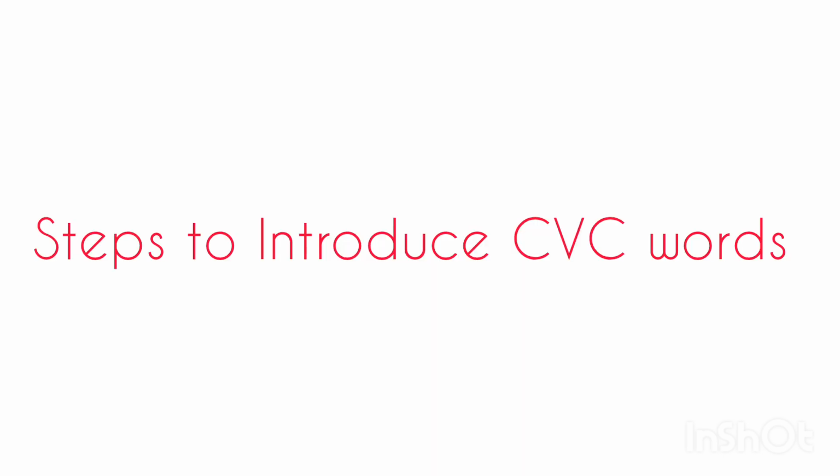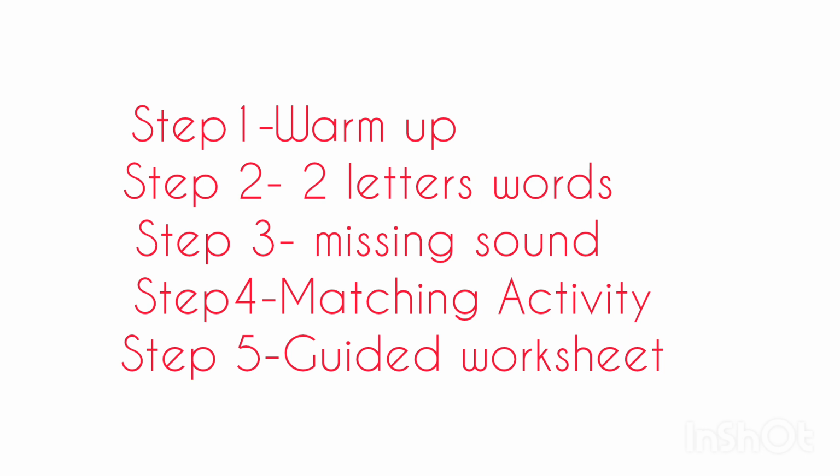So here are the steps to introduce CVC words. Step 1 is a warm-up where we are checking their phonemic awareness. Then we are giving them two-letter words like at, in. Then we are giving them the missing sound: the first sound missing, middle sound missing, the last sound missing. Step 4, we are giving them matching activities where they match the picture with the CVC words. And step 5, we are giving them the guided worksheet where all the CVC words are given in a box and they have to read those words and match them with their picture. So this is a step-by-step guide to introduce CVC words to kids.